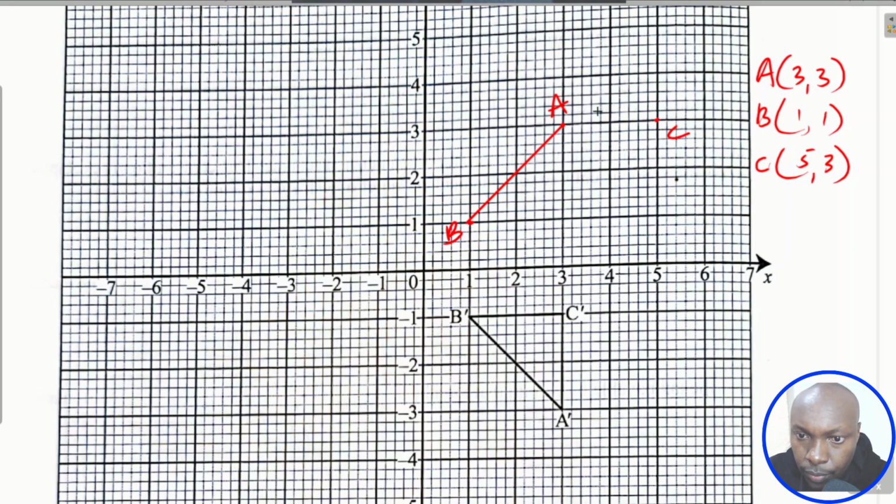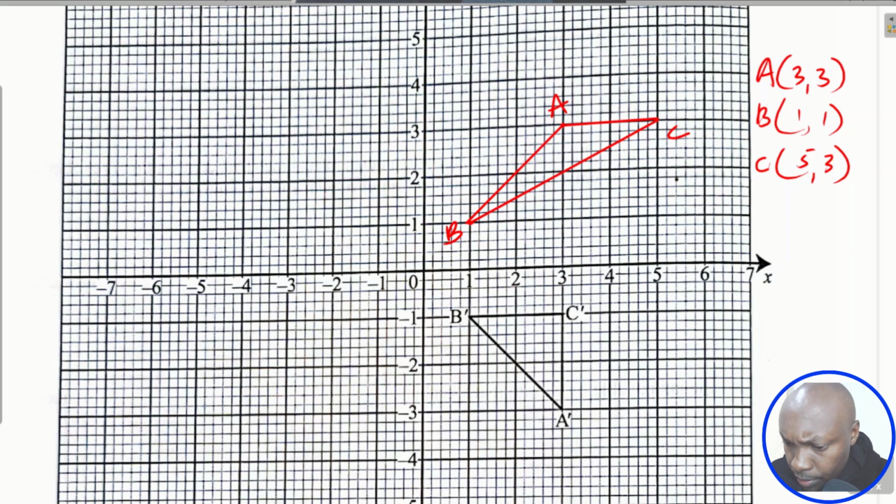Now joining these using a straight line, and then from B you also have that one. Let me do this properly, that is supposed to be that point. Then from here we have that. So this is triangle ABC.